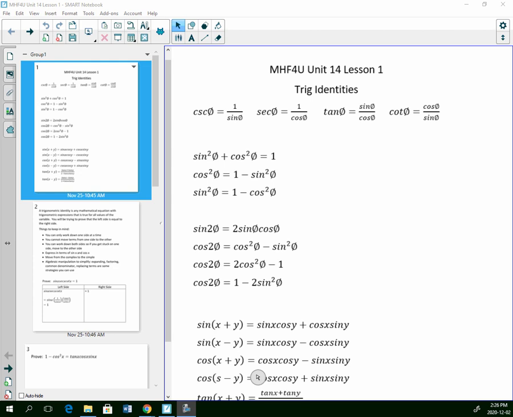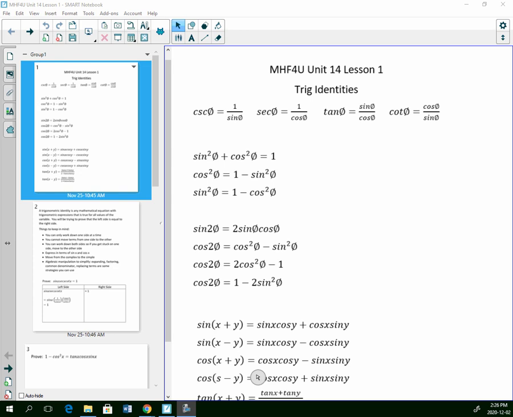Okay, so you should be able to see the screen. On the first page, I have listed all the trig identities that we are going to be able to use in order to prove these statements. So what is a proof? Well, I'll look at that on the next page.